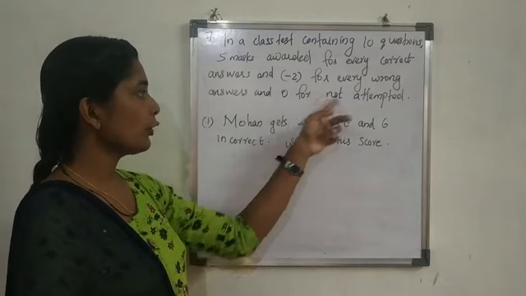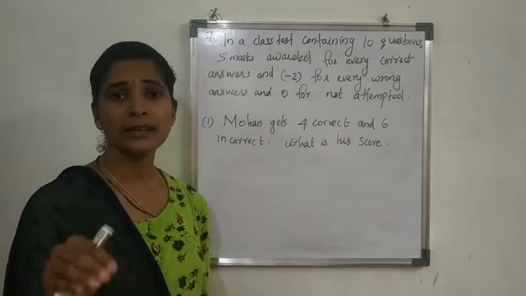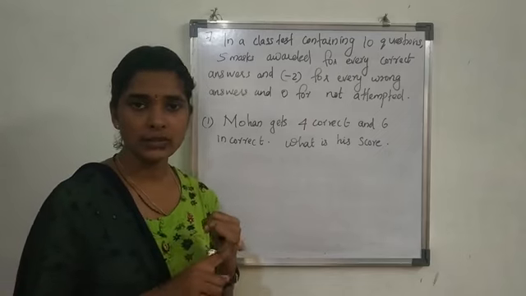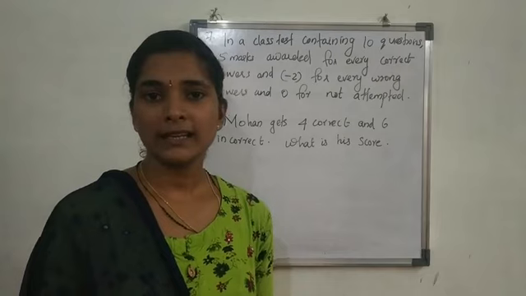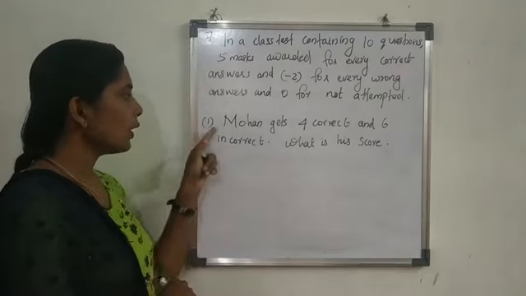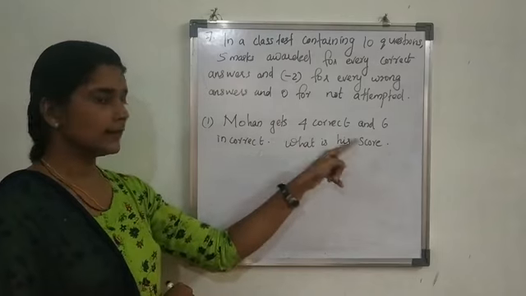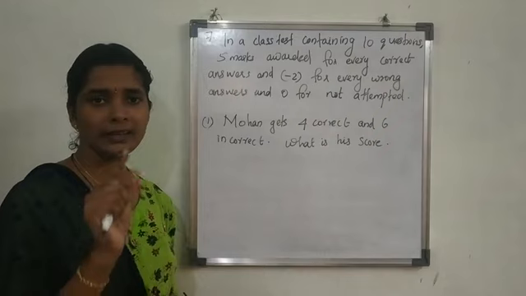Then 0 for not attempted. If anyone does not attempt a question, that mark is 0. Total 10 questions are there. 5 marks for a correct answer, minus 2 for an incorrect answer, and 0 for not attempted. Then Mohan gets 4 correct answers and 6 incorrect answers. Then what is his score? We have to find the score.